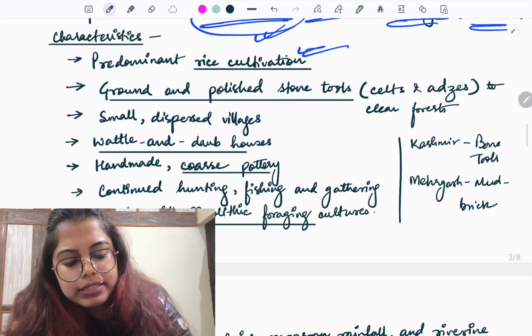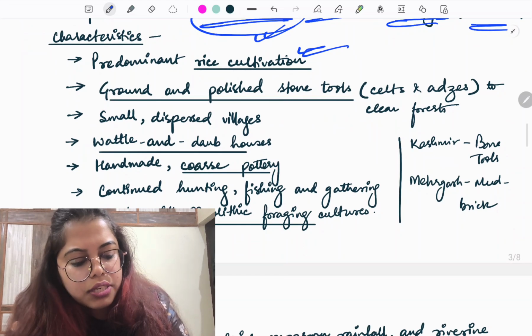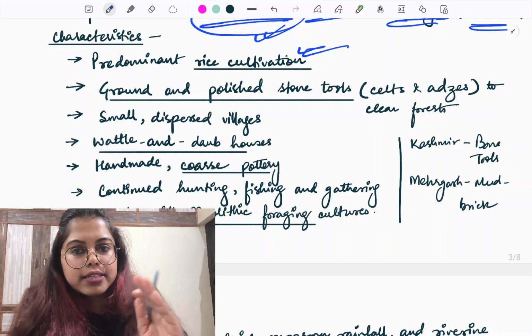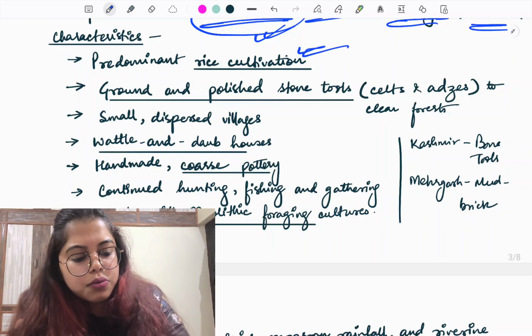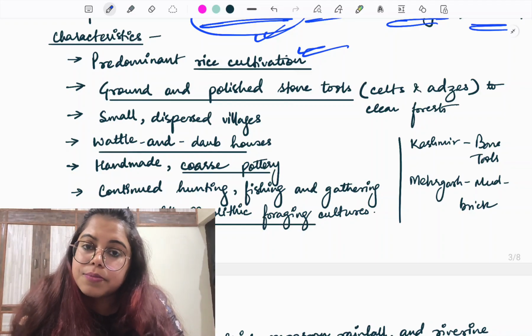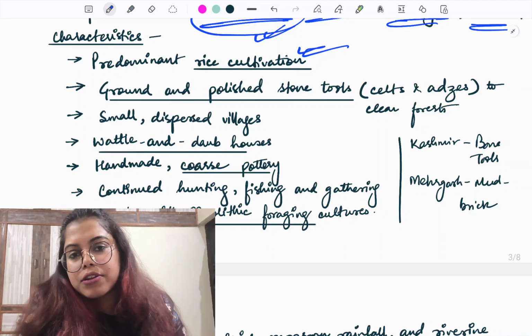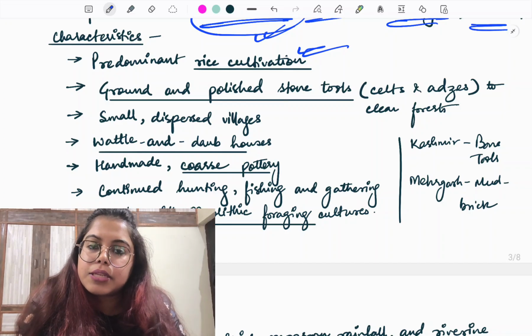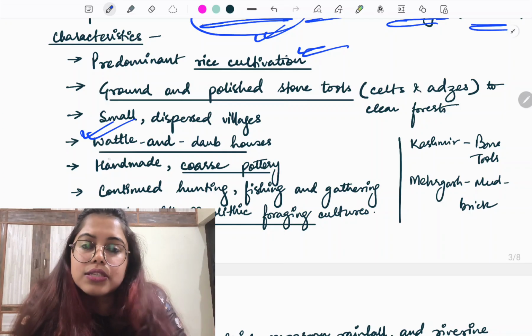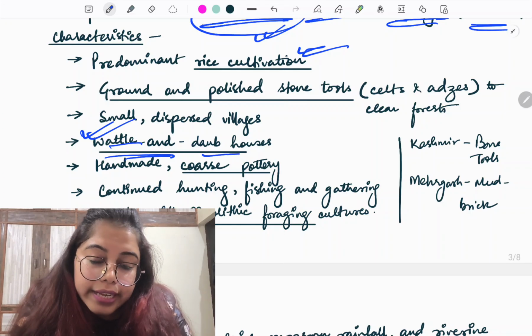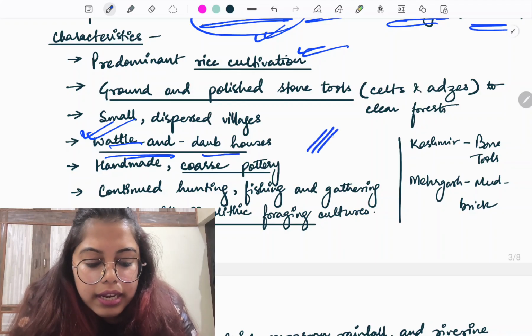So here the characteristics are predominant rice cultivation, ground and polished stone tools. Ground and polished means घिस घिस कर उसको smooth कर दिया गया, ठीक है. Ground and polished stone tools, celts, adzes and so on, which were necessary to clear the forest, because this area is a densely forested area. Now because wood is so easily available, animals are so easily available, इसलिए यहाँ पे the kind of houses that were made, the technique that was used was wattle and daub technique.